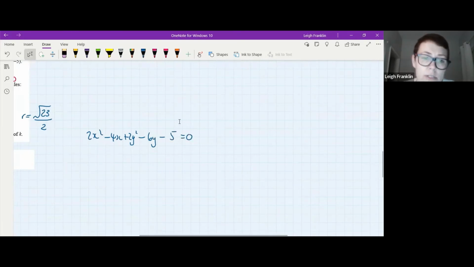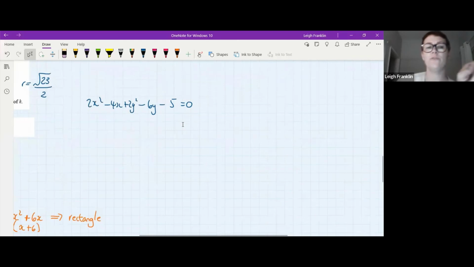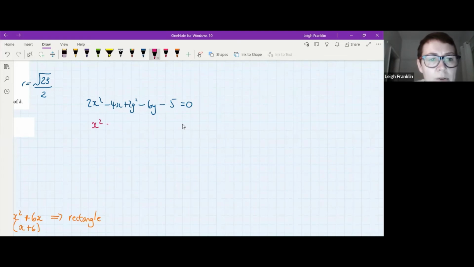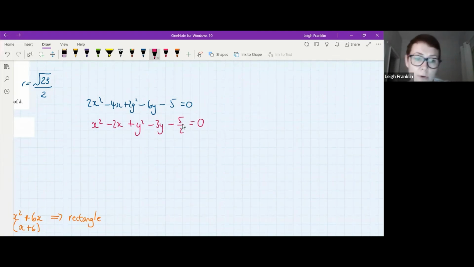Now, I'm glad you asked, Kanyisile. It actually doesn't matter. If you divide through by 2 first, and then take that constant term over to the other side, or if you take the constant term over to the other side first and then divide through by 2, it doesn't matter. Okay, it's not important. Let's say we decide we're going to divide through by 2 first. So that gives us x squared minus 2x plus y squared minus 3y minus 5 over 2 equals 0.